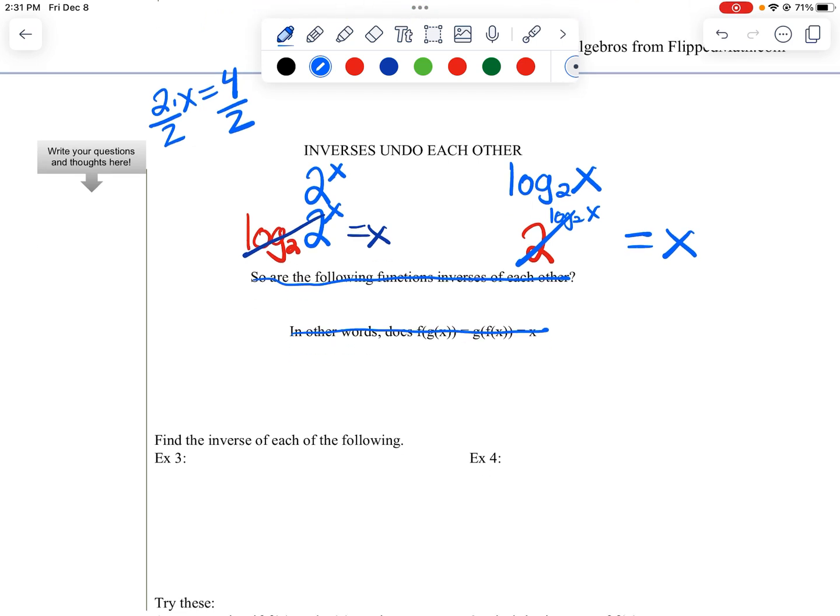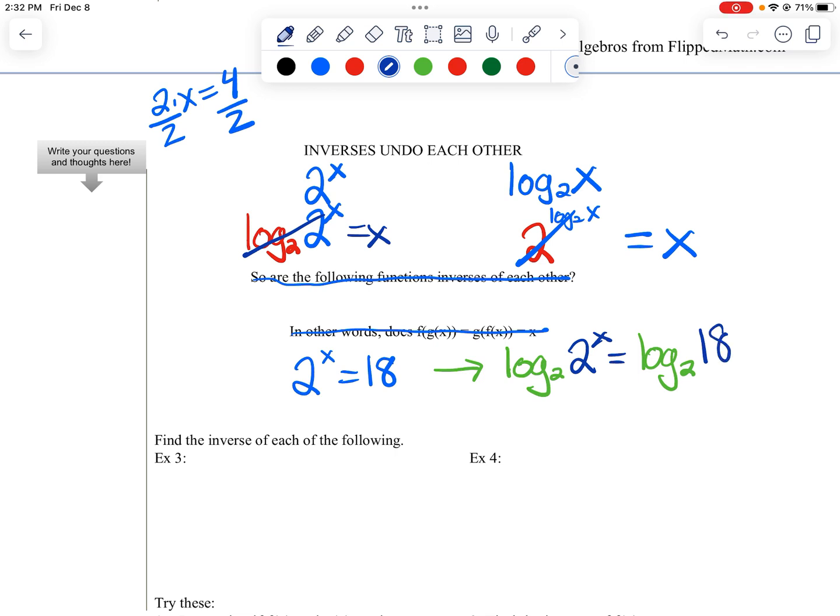So let's say we wanted to solve 2 to the x equals 18. One way to get that x out is we could log each side base 2. Since it undoes each other, I could take log base 2 of 2 to the x. And then over here, it equals log base 2 of 18 on this side. That would reduce out, and we'd have x equals log base 2 of 18.